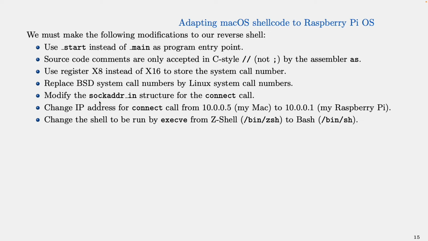Then we need to modify the sockaddr_in structure for the connect call. And that includes changing the IP address, again, from my Mac machine to my Raspberry Pi. And again, as we did for FreeBSD, in the execve call, we do not call the Z shell because it's by default not installed on Raspberry Pi, but rather we use bash, which we find at /bin/sh.